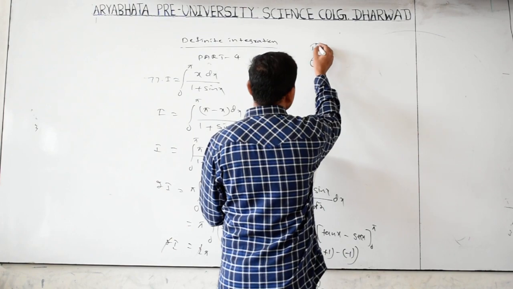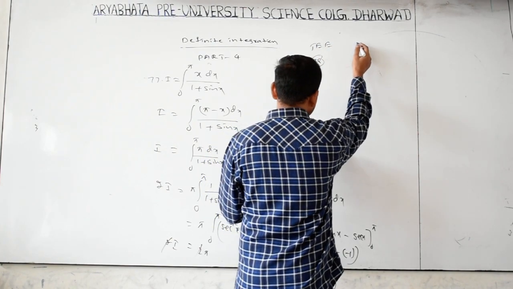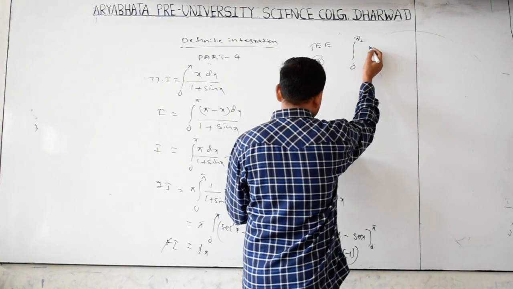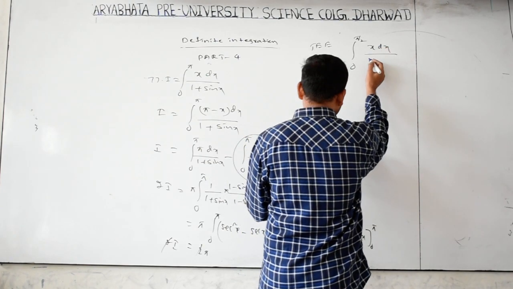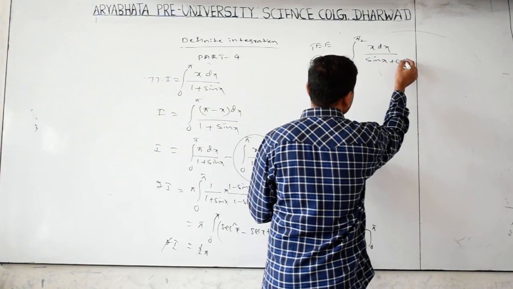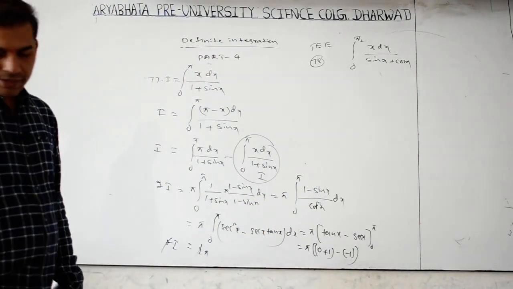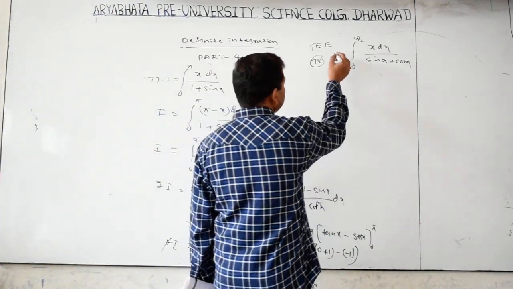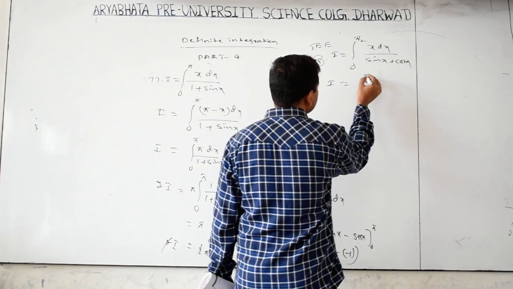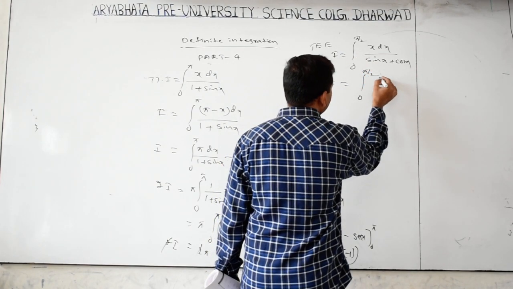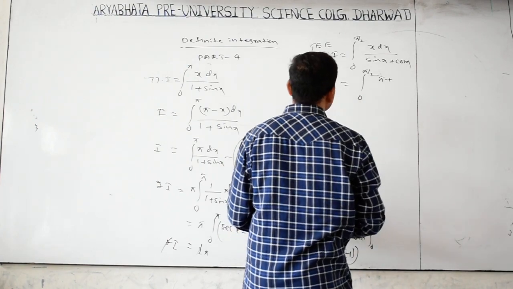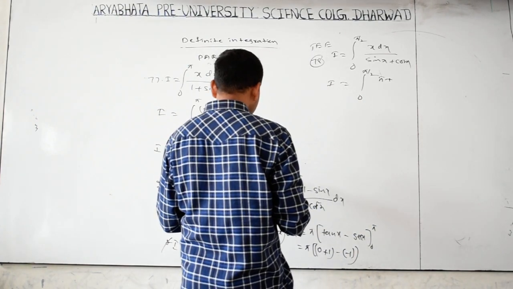78 also JEE. Integration of 0 to pi by 2 x dx by sin x plus cos x. Here also we should eliminate x. How can we eliminate x? By using property. I is equal to 0 to pi by 2, it is the pi by 2 limit.